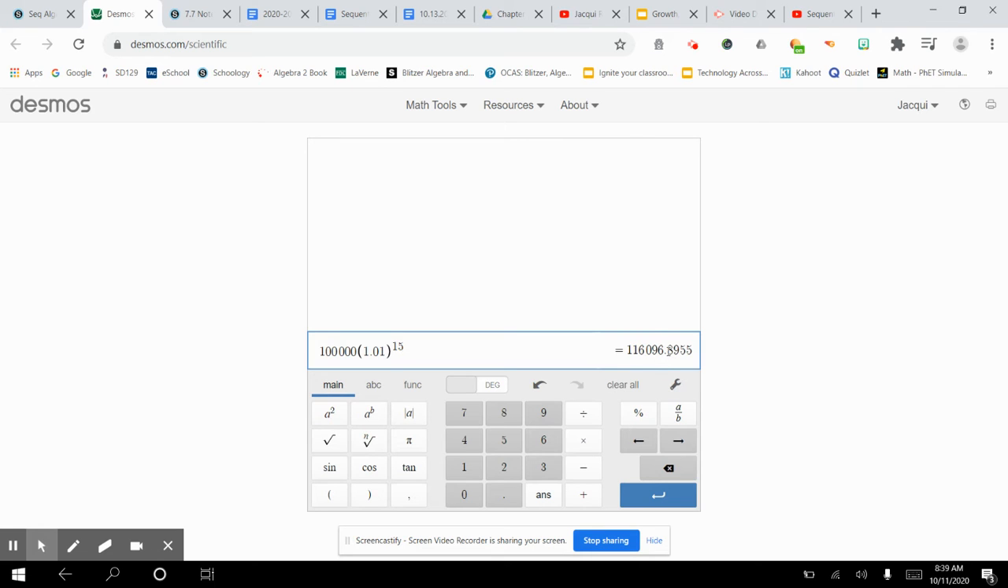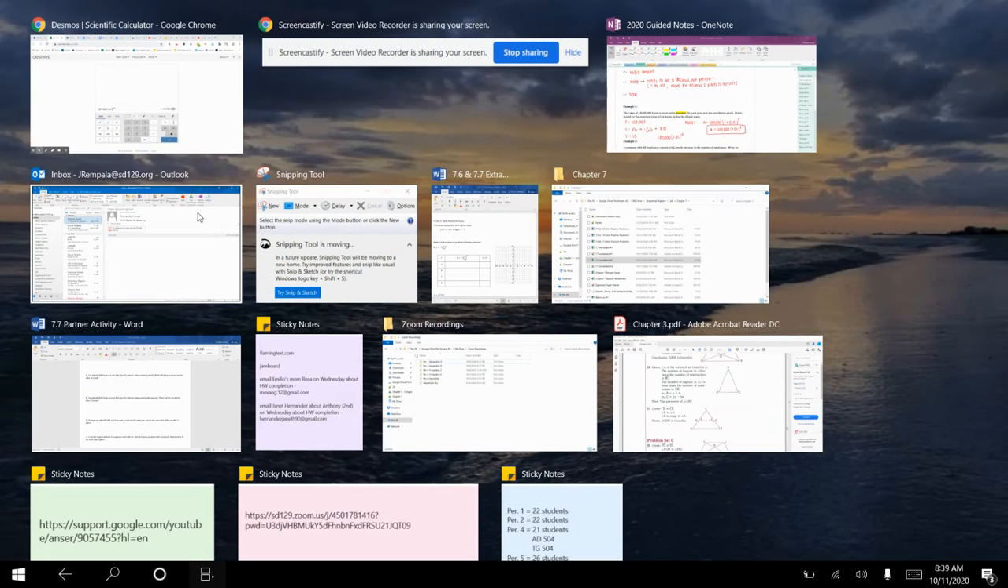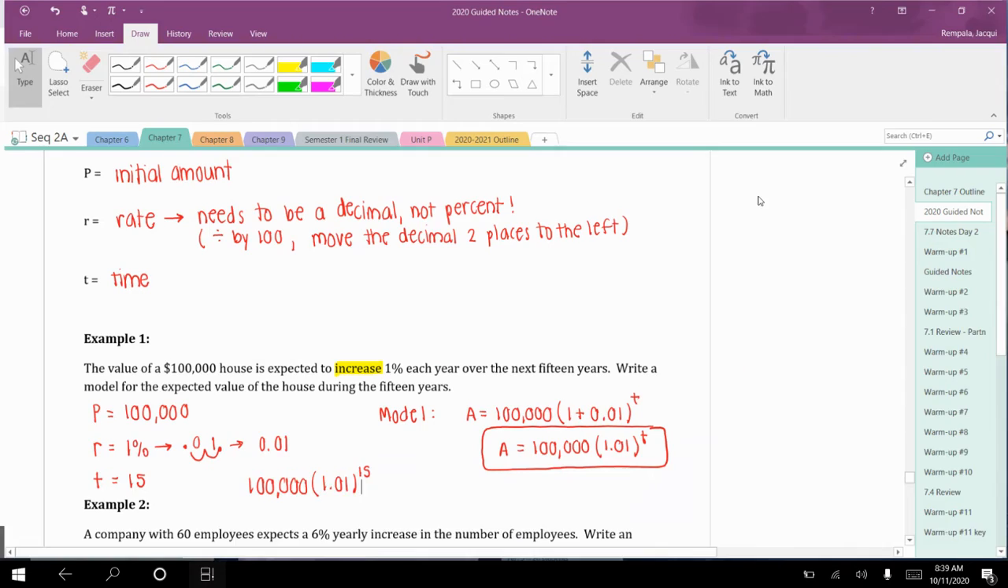So I can't just look at the 8 and the 9. I have to look at the third decimal. That decimal, the third decimal, is going to tell me if I keep the first 2 decimals or if I have to round it up. Because it's a 5, we are going to round it up. So what's one more up than 89? Well, it would be 90. So it's going to be $116,096.90. So let me go back to our screen here.